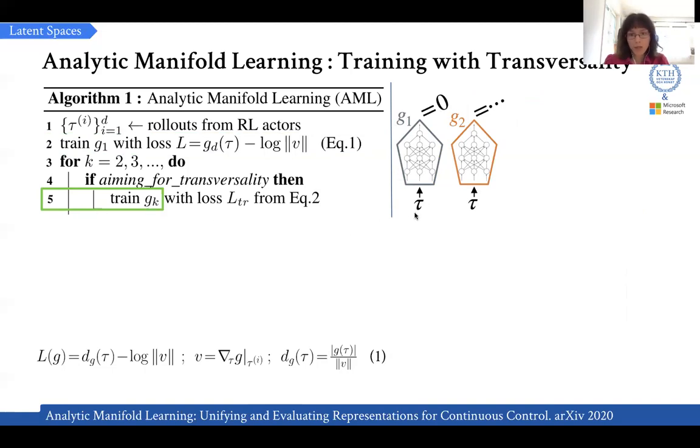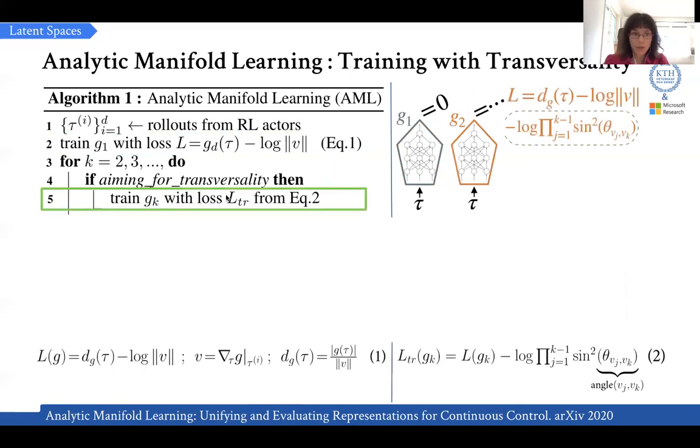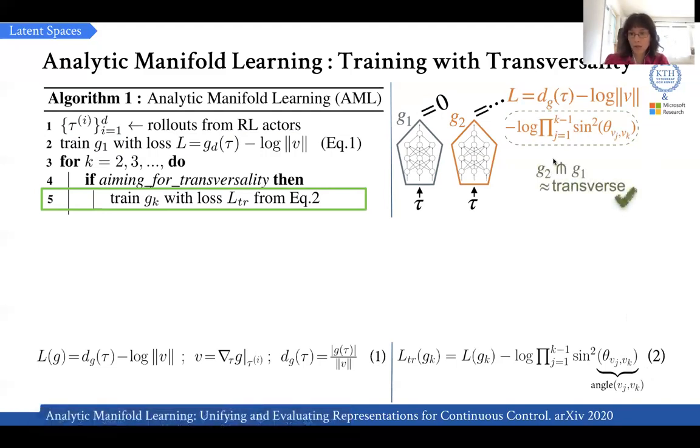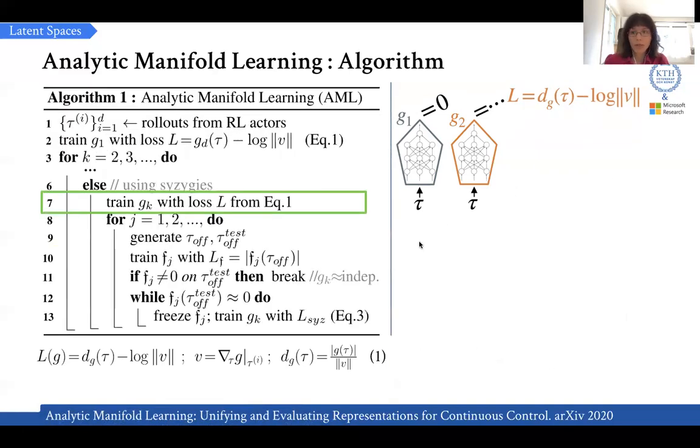Then we will train the next relation with the same loss, except here, if we're aiming for transversality, we would also maximize the angle between these vectors v_j and v_k, which represent the gradients with respect to the input of these relations. And with this, the next relation that we're learning is transverse to the previous one, and so on, continuing to learn relations G3, G4, and so on.